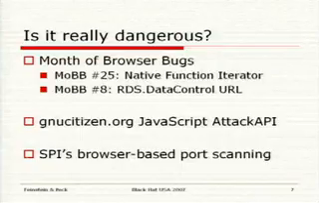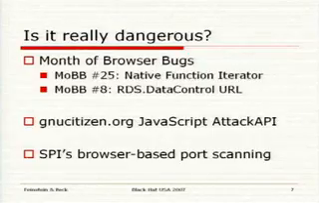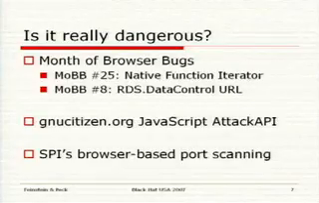So is it really that dangerous? Well, yeah, it's becoming more dangerous all the time. We saw some things in the month of browser bugs last year. Number 25 was the native function iterator, which was basically a pretty simple thing where if you run an iteration, a for loop, over a native JavaScript function, you get a crash, and you can get remote code, which is kind of the goal of these things.